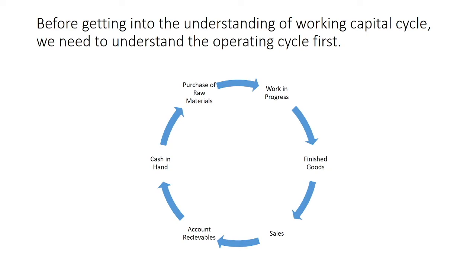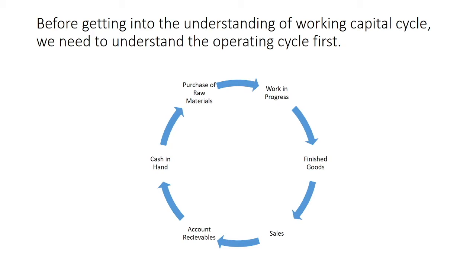So before getting into the understanding of working capital cycle, we need to understand the operating cycle first. So how does our operating cycle start? When you start a business, you purchase raw material initially, and you do work on that, and that is work in progress, and you convert them to finished goods, right? So that finished goods are used for sale, right?